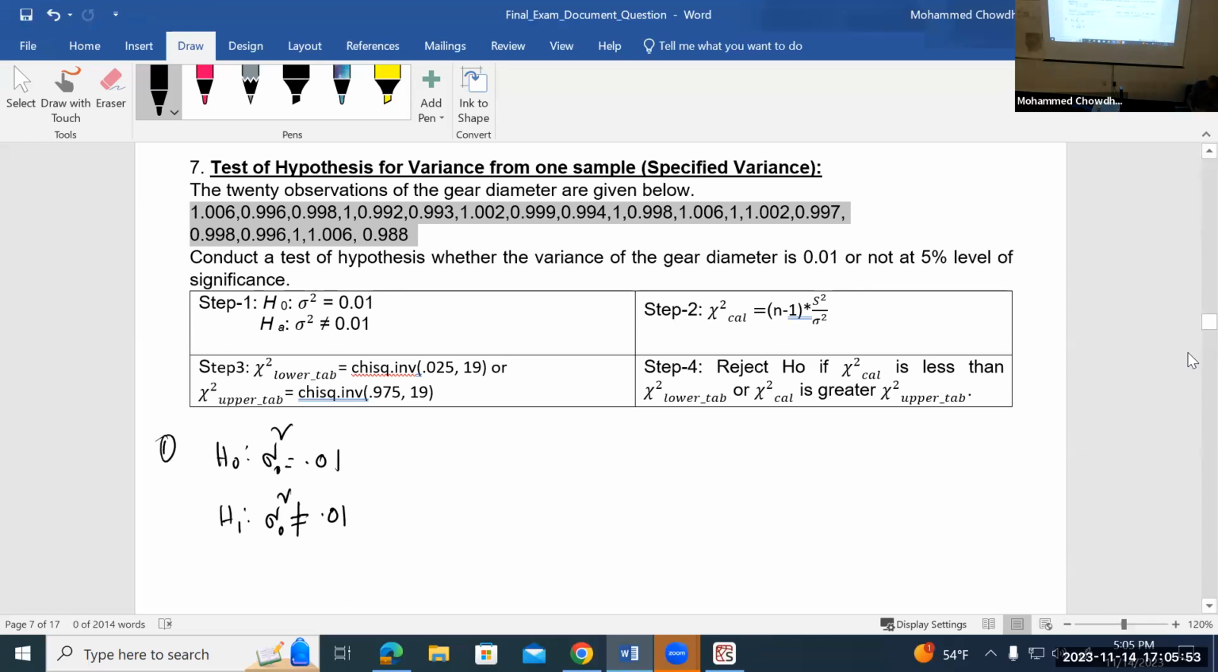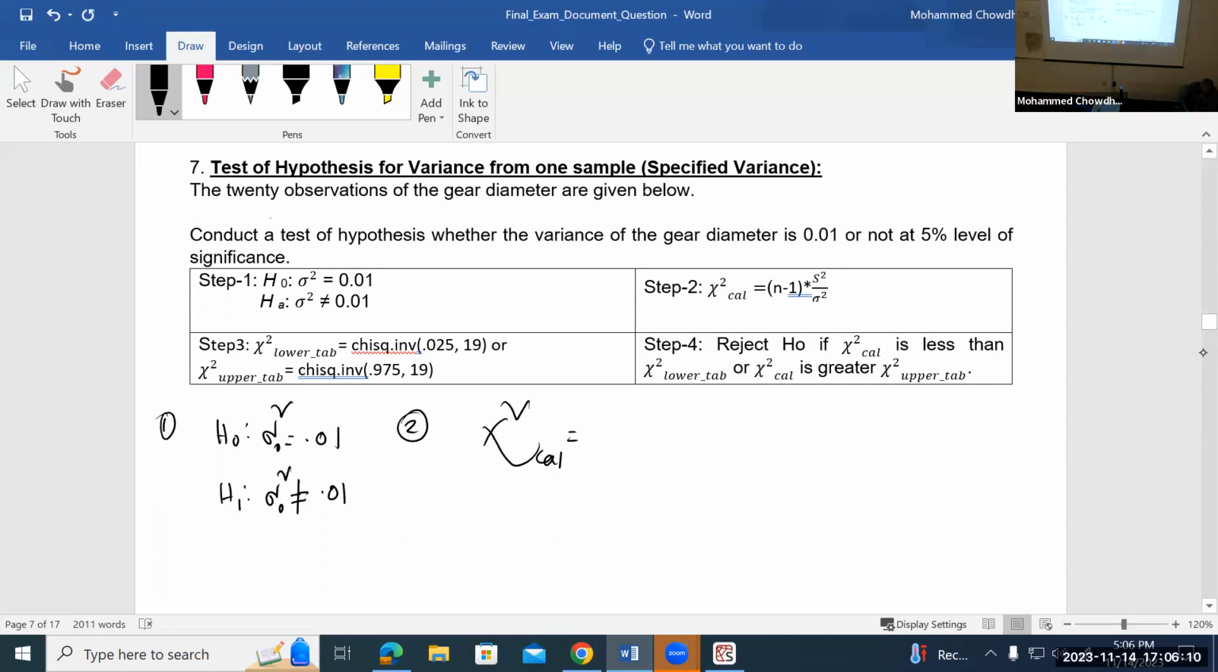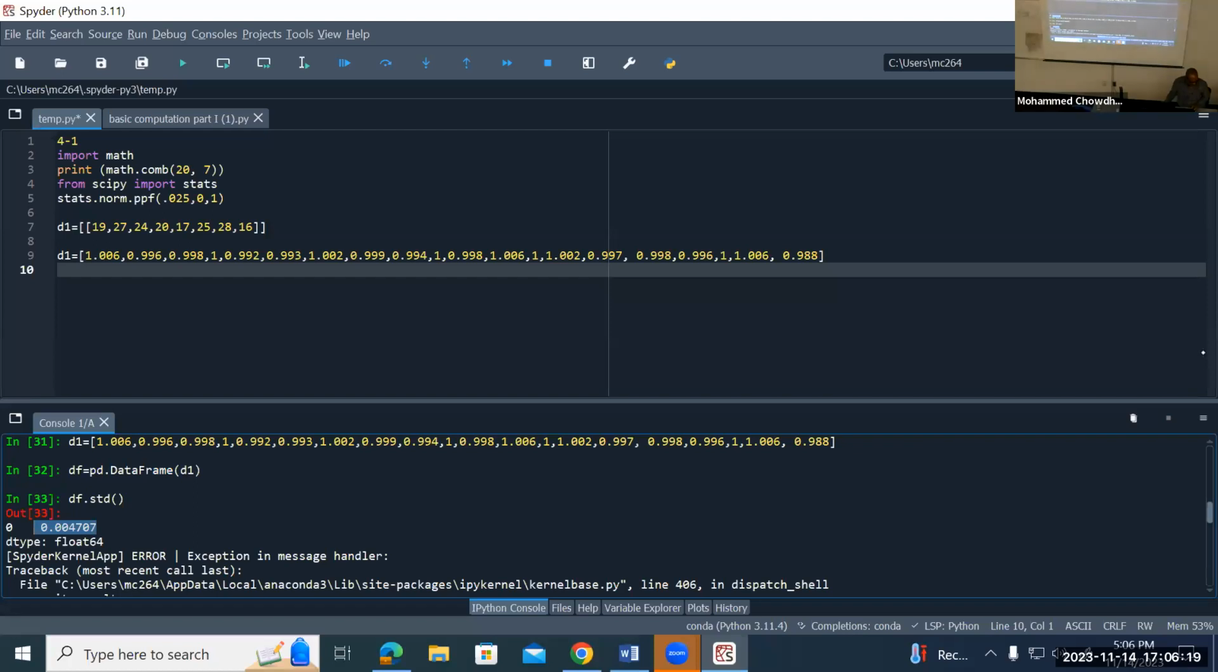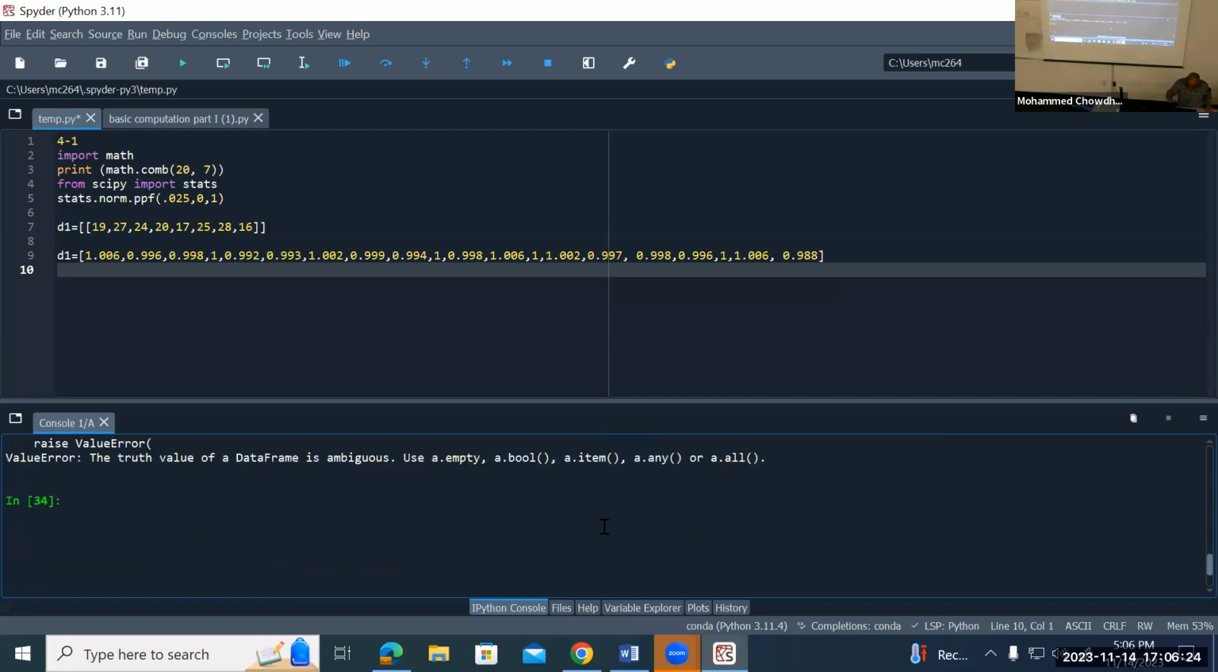And then step 2 is chi-square. I want to calculate (n-1)S² over σ², where n is the 20 observations of gear diameter. 1, 2, 3, 4, 5, 6, 7, 8, 20 observations. So that means (20 minus 1) S squared over sigma squared equal to 0.01. And then the variance equal to what? Let me find the variance.